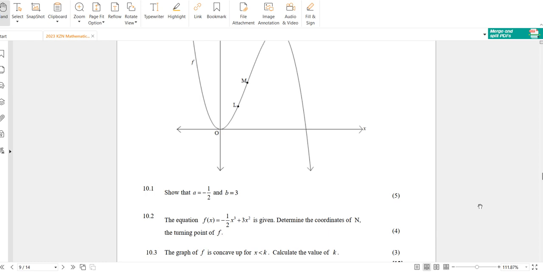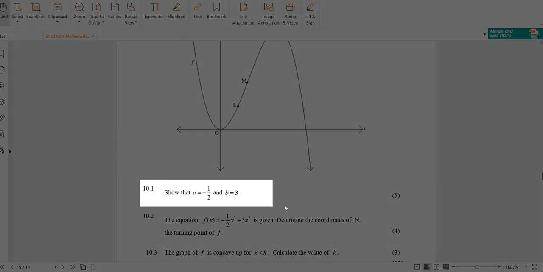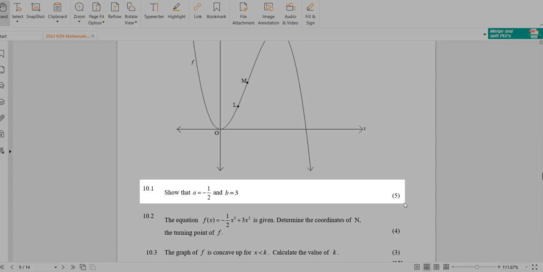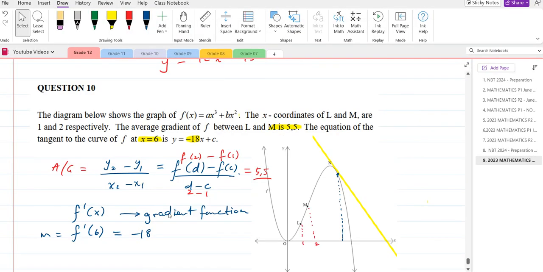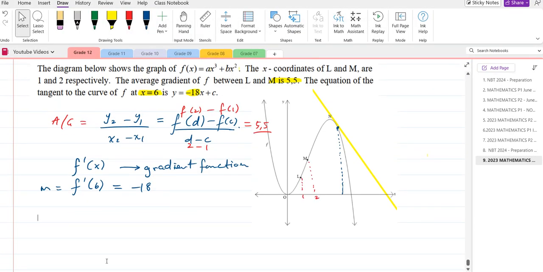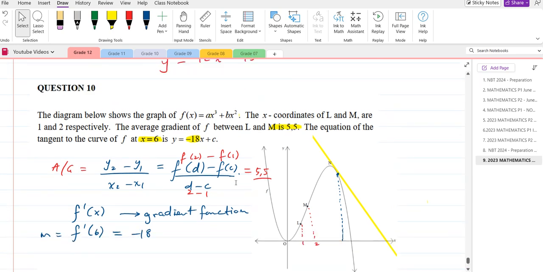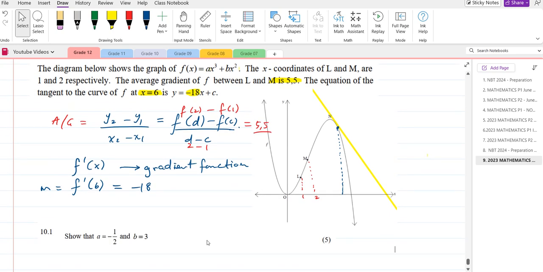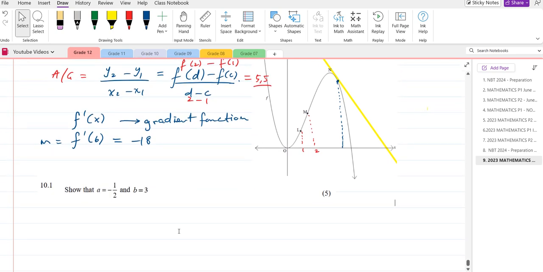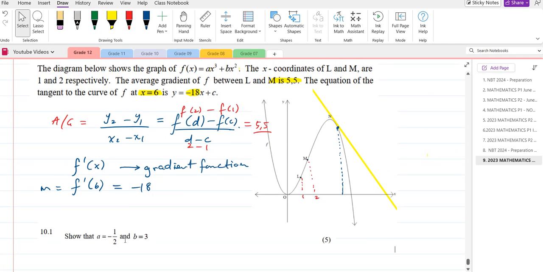Show that a equals minus half and b equals 3. Show that a equals minus half and b is equal to 3. Okay. Let's see. So we need two equations with two unknowns.